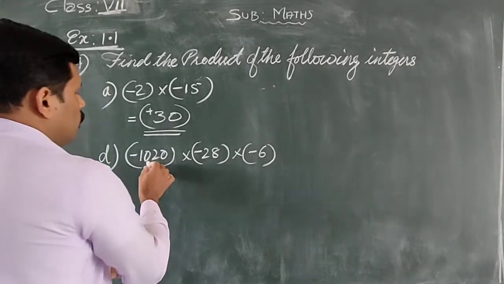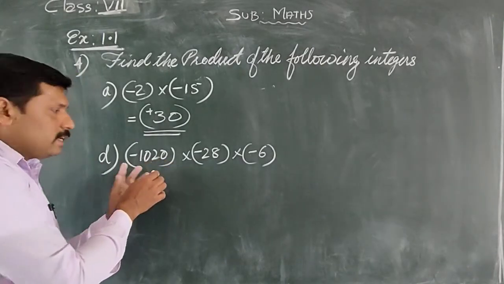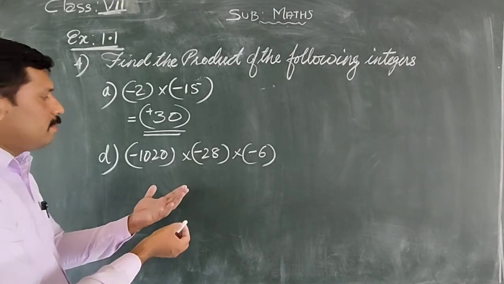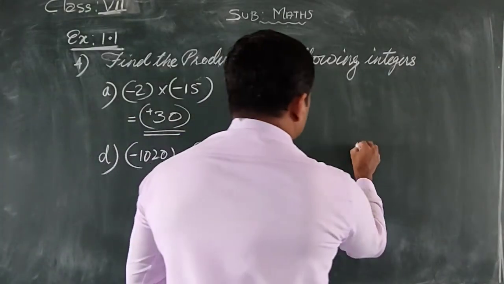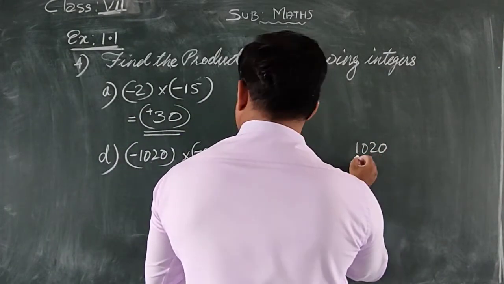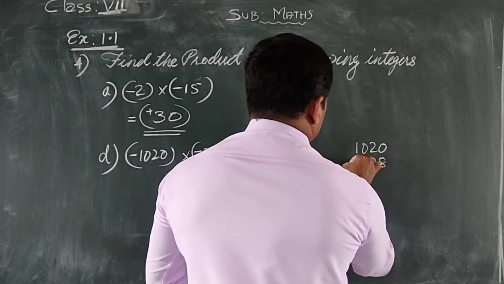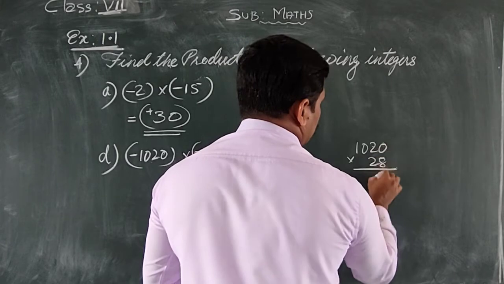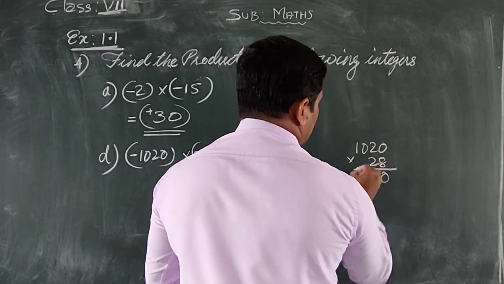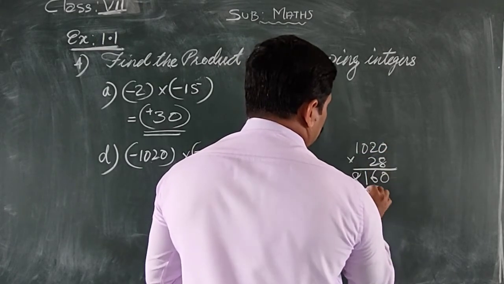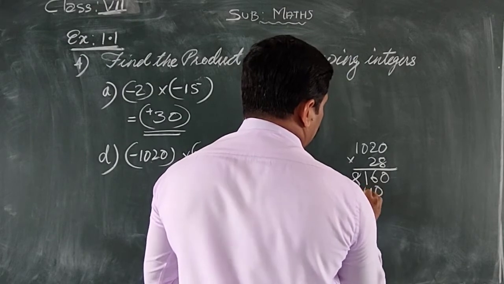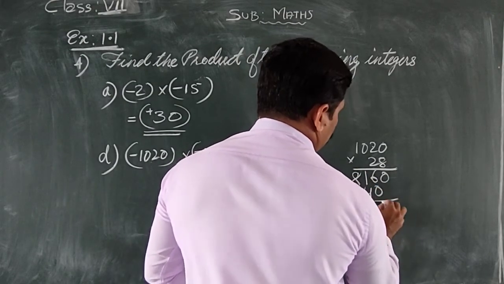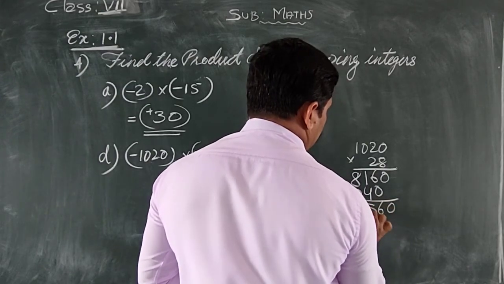But first of all, we have to multiply. First we multiply these two numbers, then we multiply its answer again. Look here: 1020 into 28. 8 zeros are 0, 8 twos are 16, and 1 and 8. 2 zeros are 0, 2 twos are 4, and 0, then 2 ones are 2. 0, 6, 5, 8, 2.